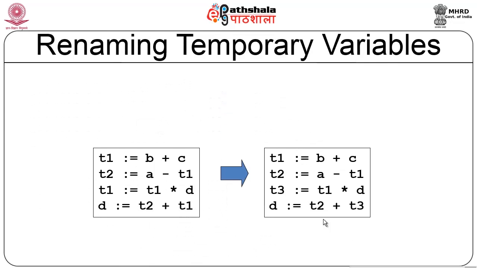So, removing unused statements, that is dead code, and then renaming temporary variables. This is one more transformation. Here T1 is equal to B plus C, T2 is equal to A minus T1, and T1 is equal to T1 into D. D is equal to T2 plus T1. So, this can be converted to T3 is equal to T1 into D, and I have used that here. I am renaming temporary variables here. T1 into D is different from B plus C, right? So, I am not reusing the same variable here, but I am calling it T3. This is one more possible transformation.